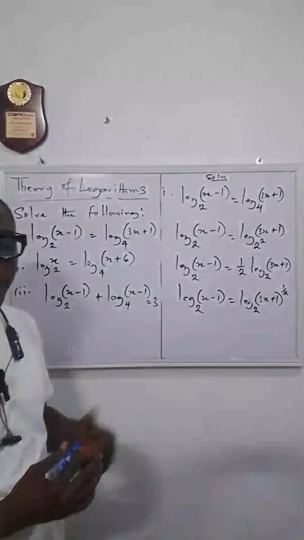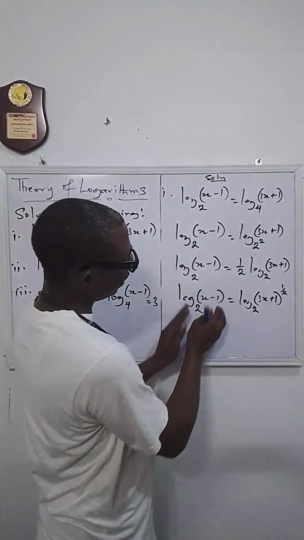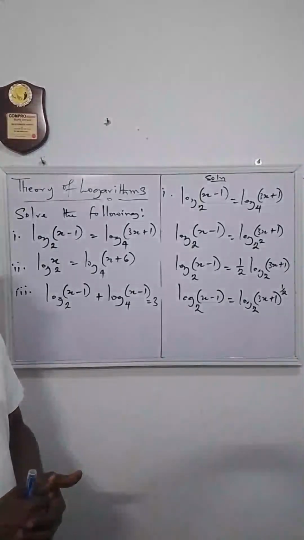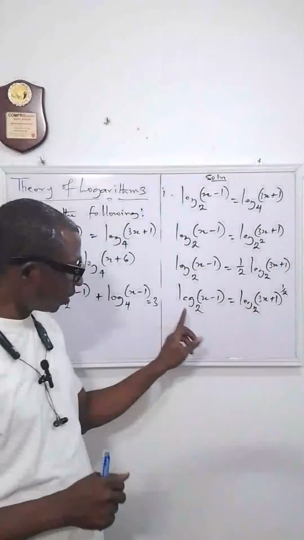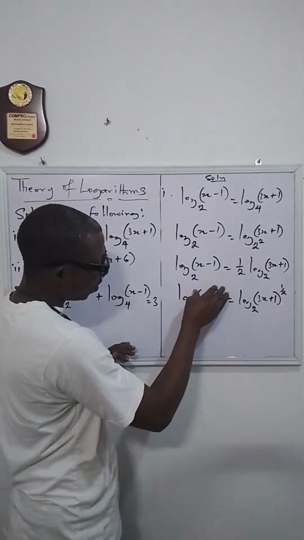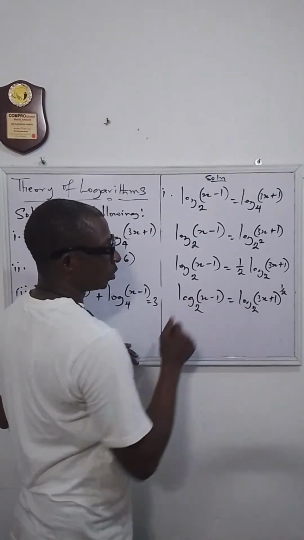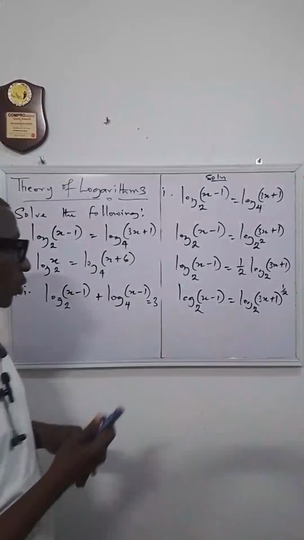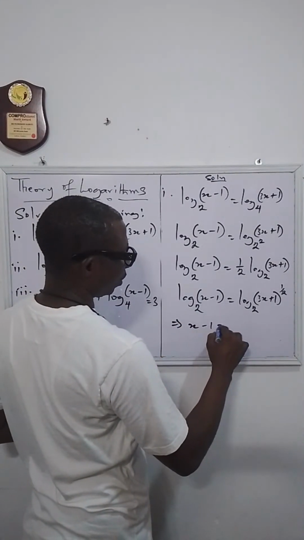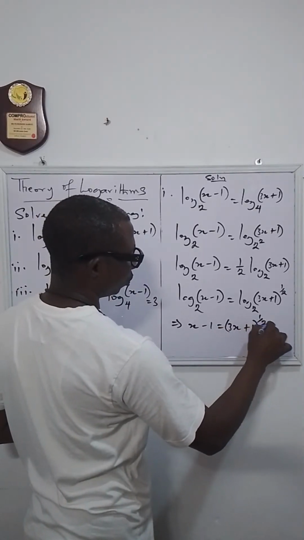All right, so now we are going to compare, because our claim is that everything here and everything here are the same. It's obvious that this base 2 is the same as base 2 here, so the numbers must also be the same. Since the bases are equal, the numbers must also be the same. So that implies that x minus 1 equals 3x plus 1 raised to the power of 1 over 2.